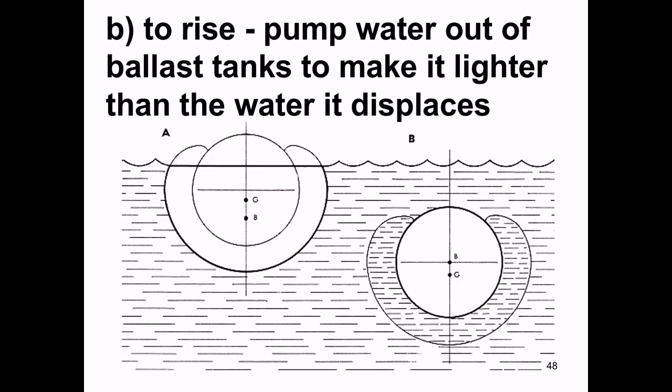So again, to float the submarine, you put air into the ballast tanks. To sink, you fill them with water. If you want to do in between, you have to have a regulation between the amount of water and air.